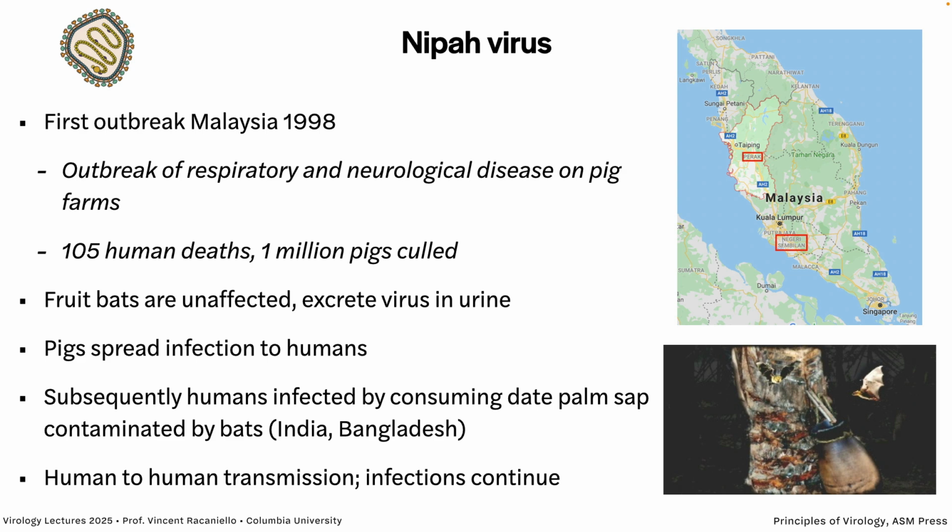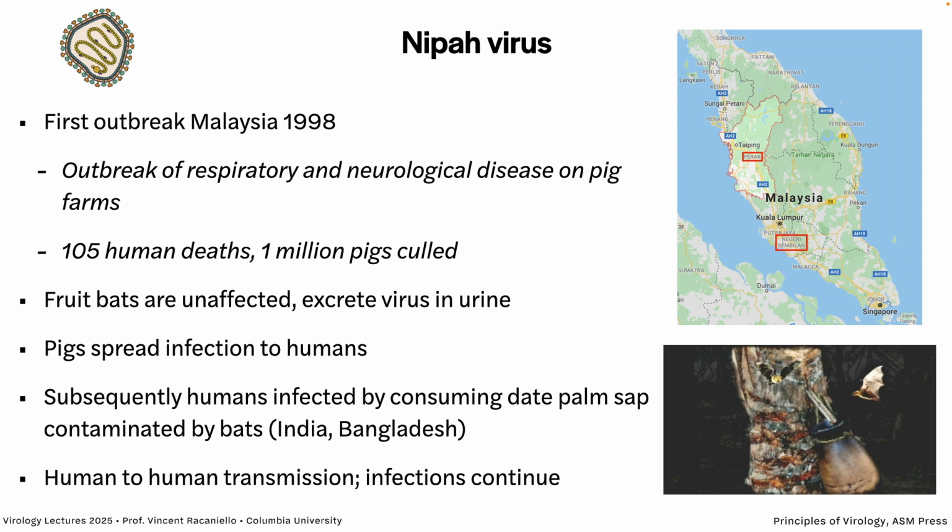1998. So initially, here's Malaysia. Here's the Perak district. They have a lot of outdoor pig farms there, which they use for food. And on one of them, there was a huge outbreak of disease in pigs, respiratory and neurological disease on pig farms. And the only way they knew to stop the infection was to kill 1 million pigs. And 105 humans died also. They were the people who worked with the pigs.